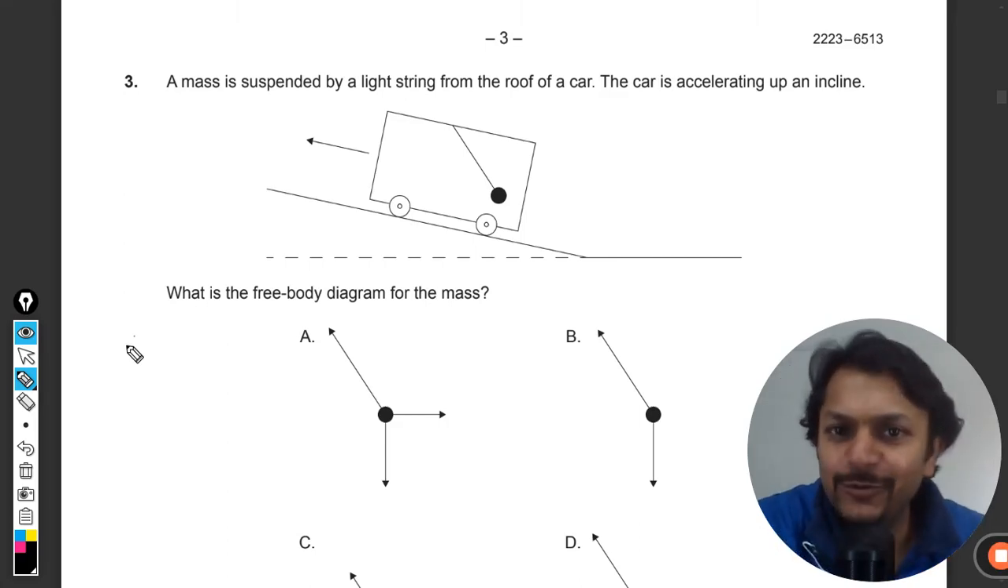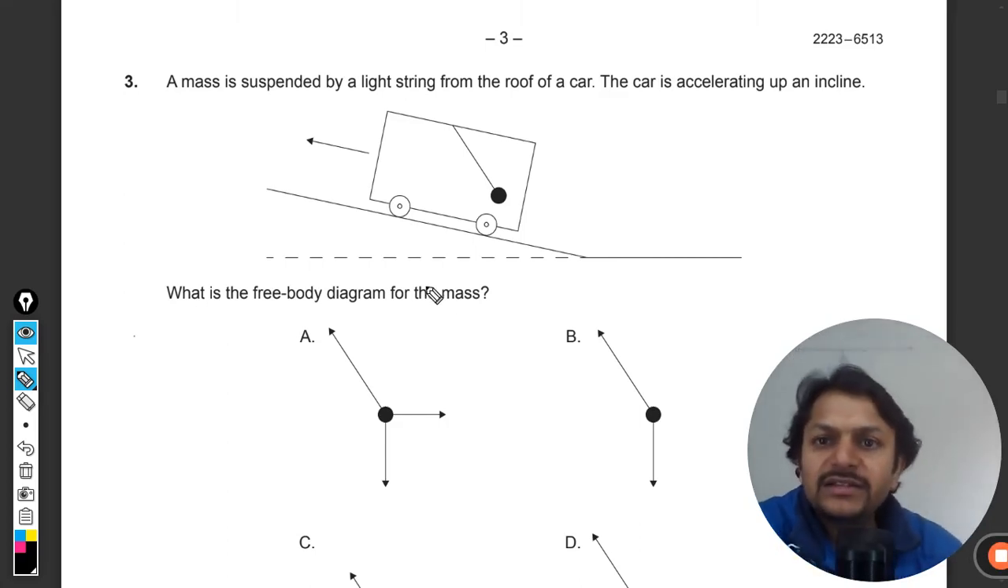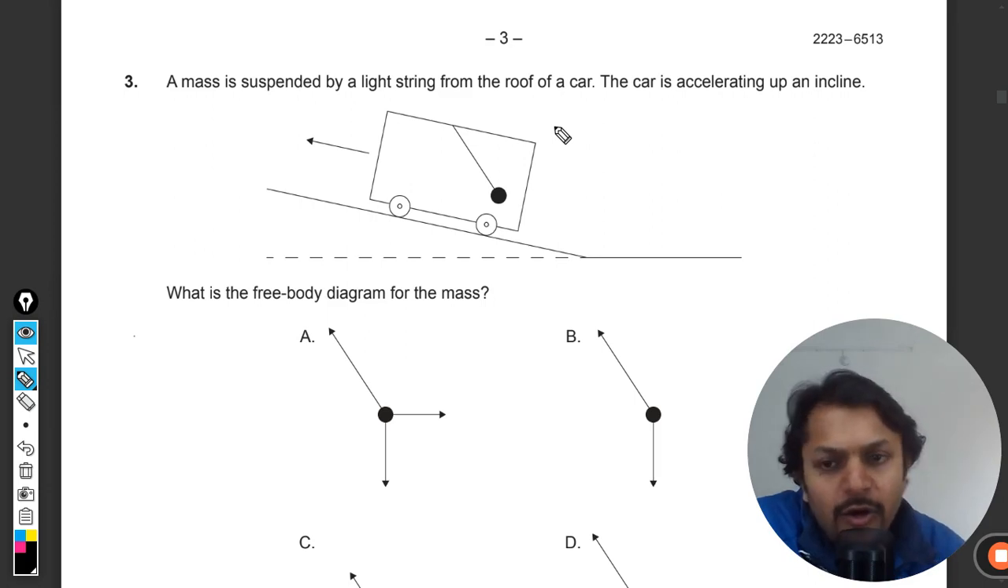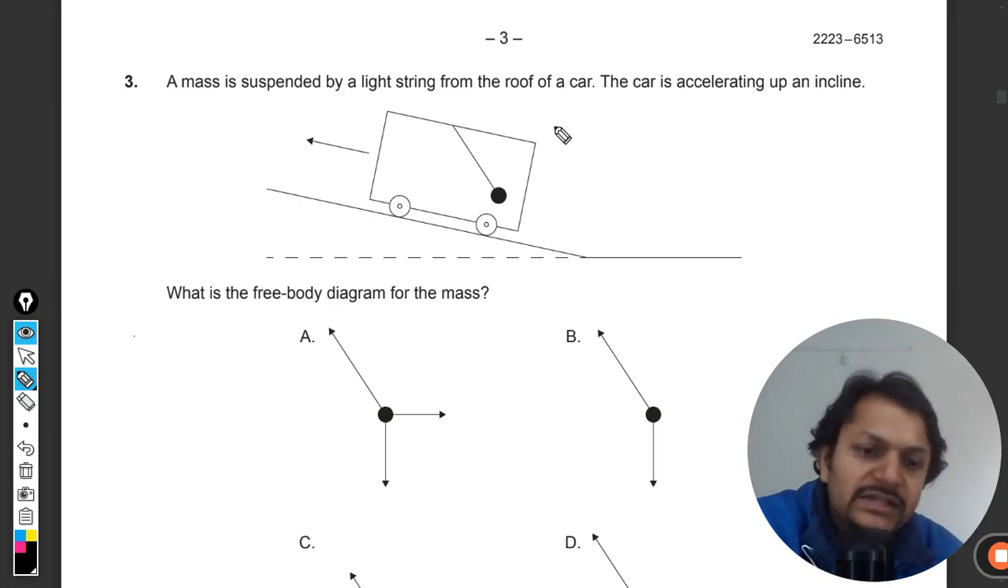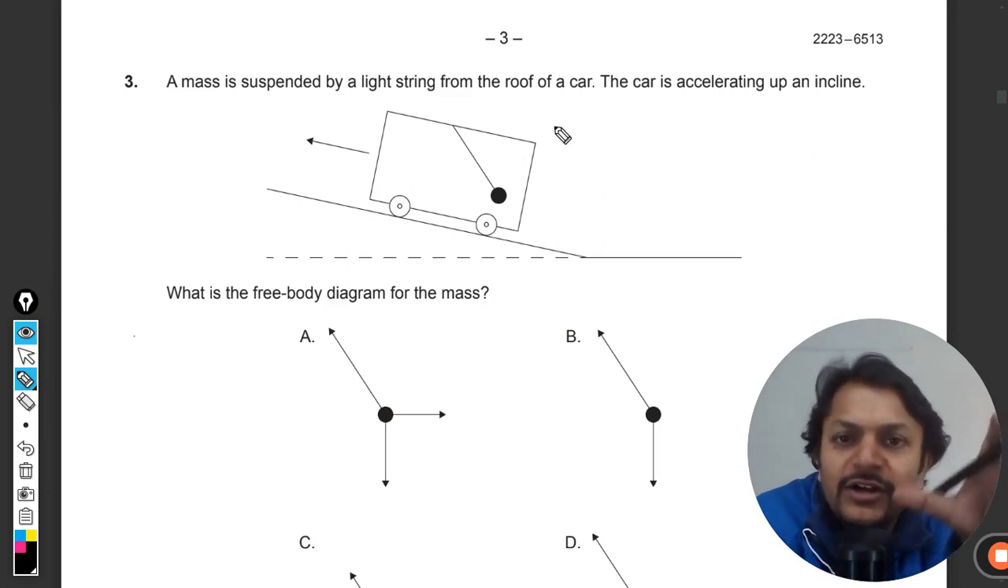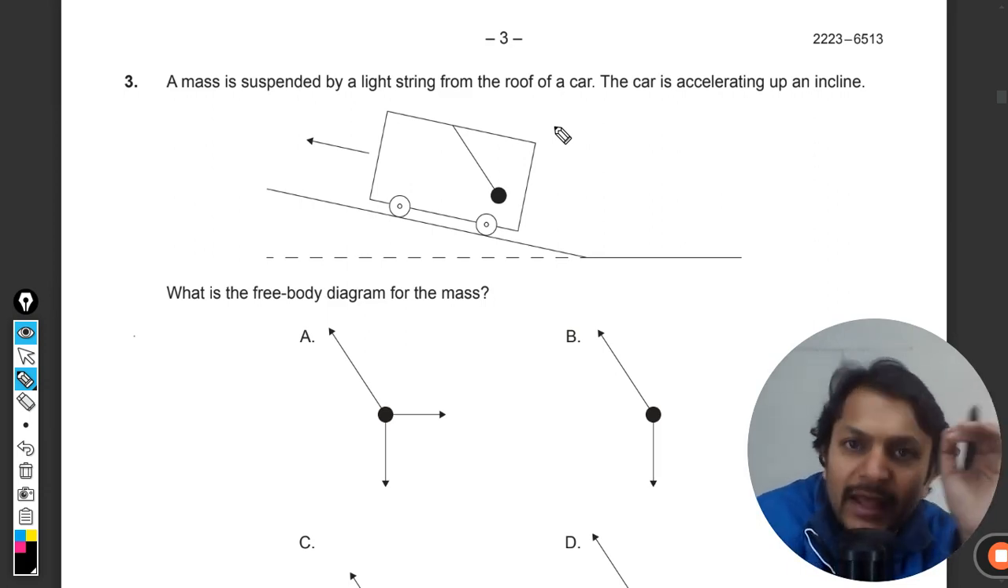Okay, dear student, let us see what is there in this question. A mass is suspended by a light string from the roof of a car, and the car is accelerating up an incline. What is the free body diagram for the mass? So, my dear student, there is a concept involved here. So you have to be very careful when I'm teaching this.